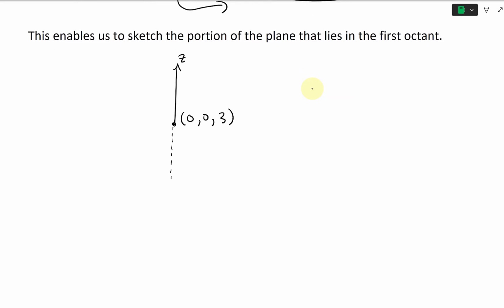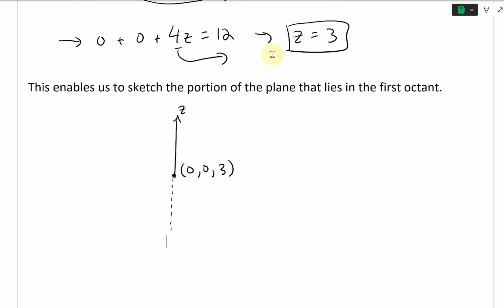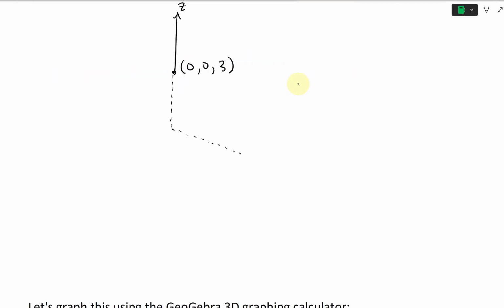Going further, if we draw the other coordinate, the next one is y equals 4. So it's going to go like this, across all the way until the 4. And this point right here is going to be 0 for x, 4 for y, and 0 for z. And this is going to be our y. Then run a line like this. This is just the first octant.